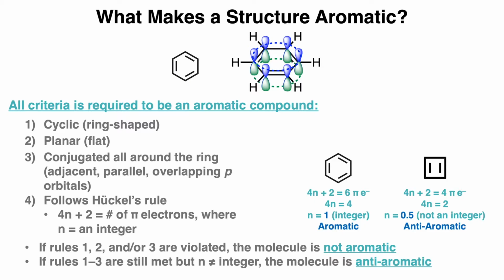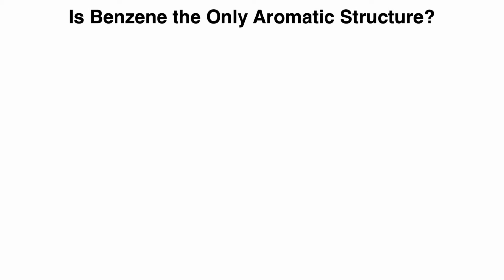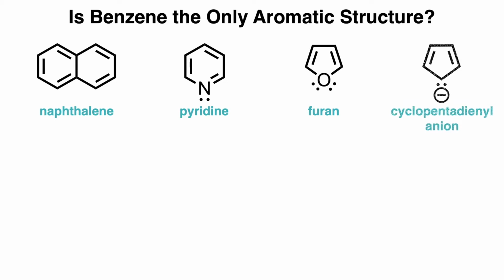So benzene is not the only compound that exhibits aromatic stabilization. As long as the molecule satisfies the 4 rules we just discussed, then the molecule is aromatic. Here are some examples of aromatic molecules: naphthalene, pyridine, furan, and cyclopentadienyl ion.